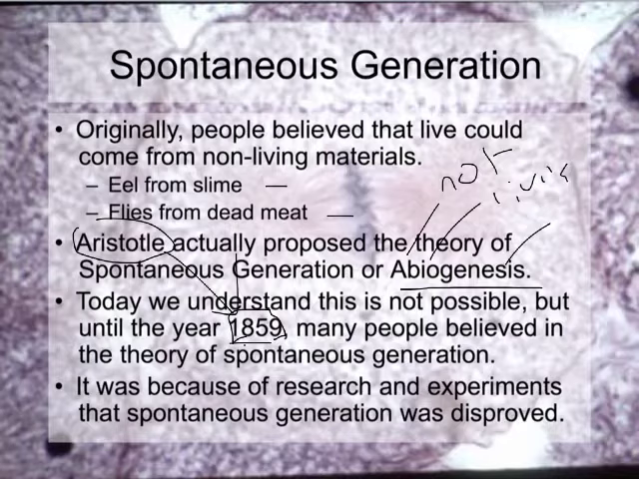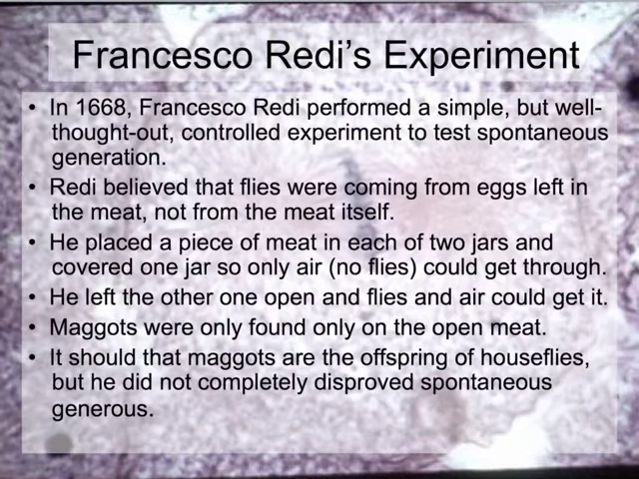The researchers that actually developed this theory are pretty interesting, so we're going to look at that real quick. The first guy is an Italian by the name of Francesco Redi, and he performed an experiment that was simple and well thought out. His idea was to disprove spontaneous generation. He was like, hey guys, this isn't hard. There's eggs being laid in the meat. That's where it's coming from.